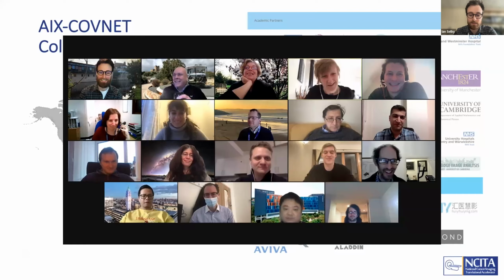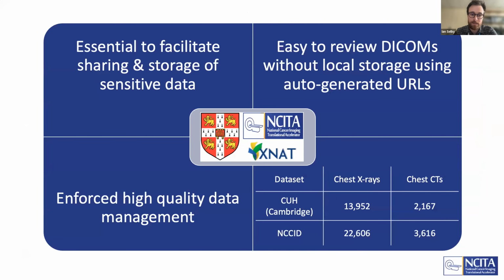So I'll give you an example of some of the work in a moment, but just wanted to highlight how NCITA has been really integral to everything we've done. I think, like everyone, getting access to data at the beginning can be quite tricky, and convincing the hospital that we've got systems that mean that we're able to keep the data securely in a good format was really essential to give us that data access.